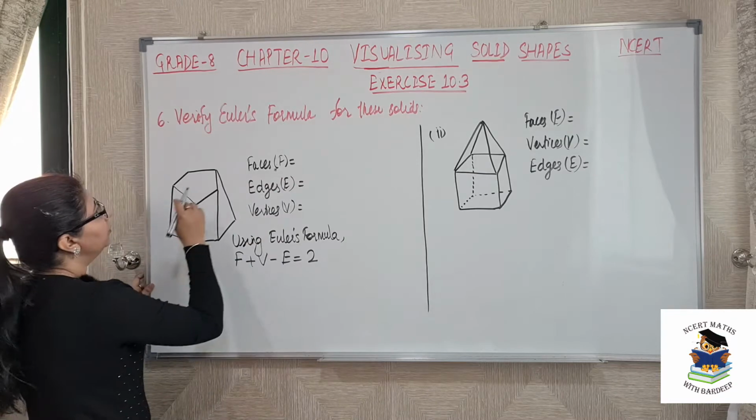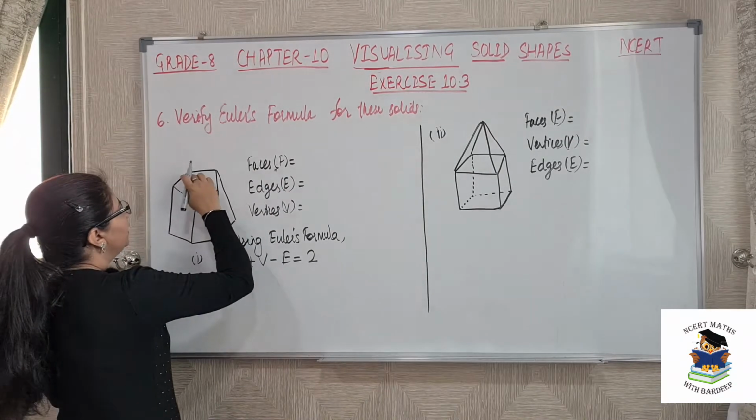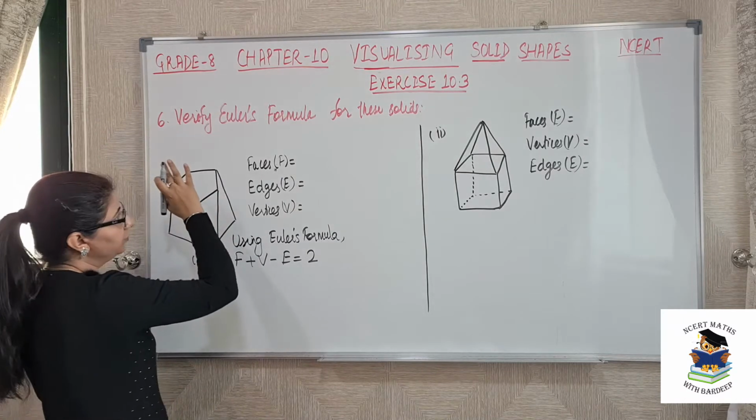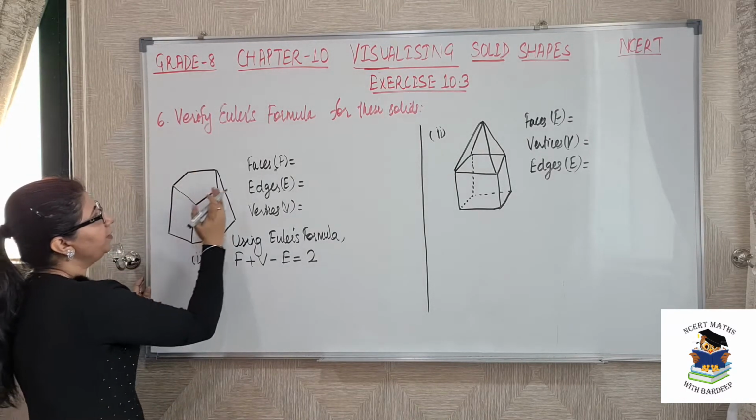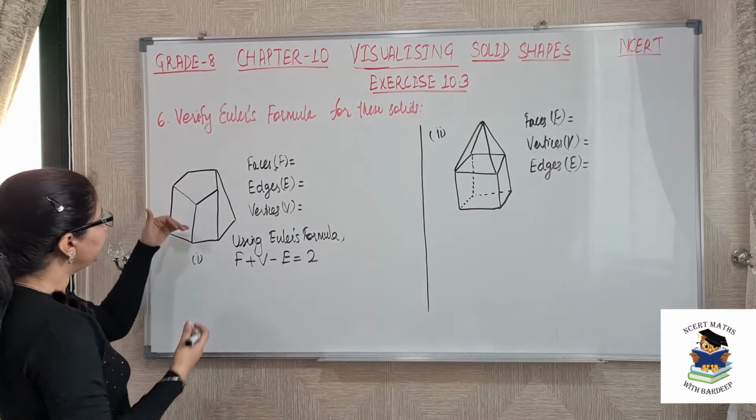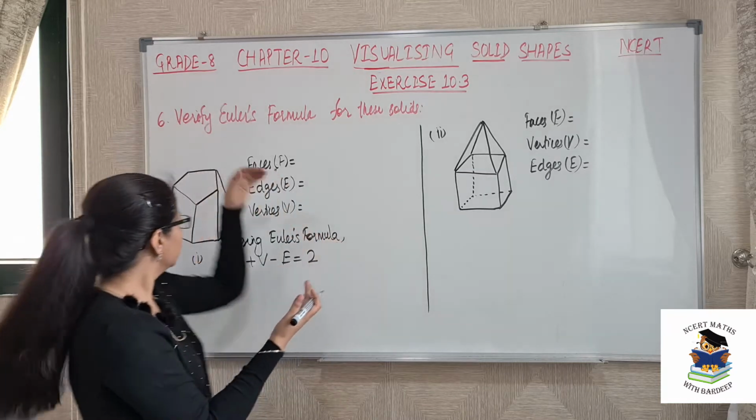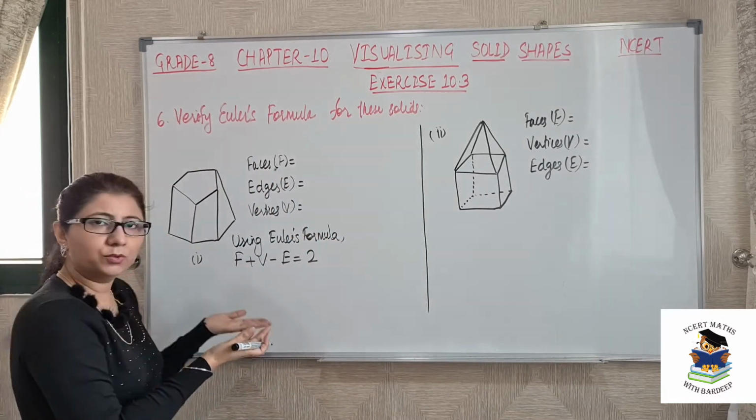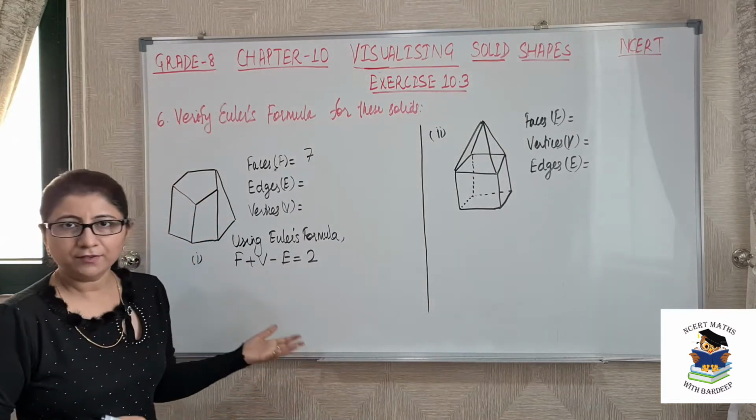So let's first count number of faces. So number of faces will be, see, this is 1, 2, 3, 4, 5. 5-sided figure. Okay. So these 5 faces will be there because for each edge we will have one face. So 5 faces around this, 6th one is this and 7th one is the bottom. So number of faces are 7.